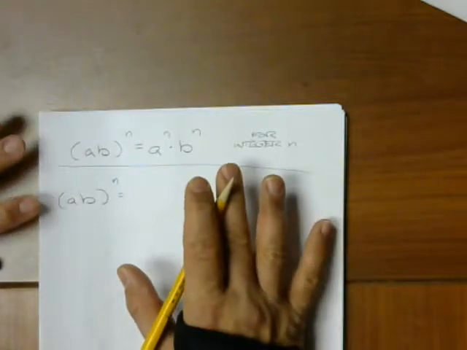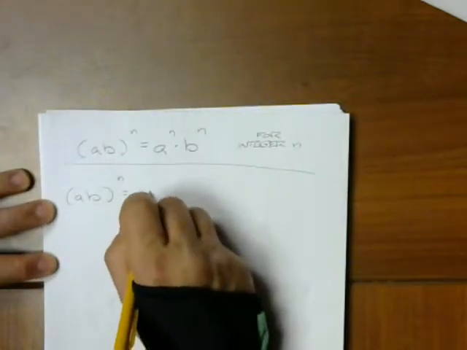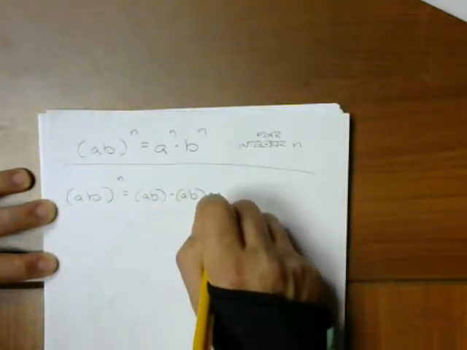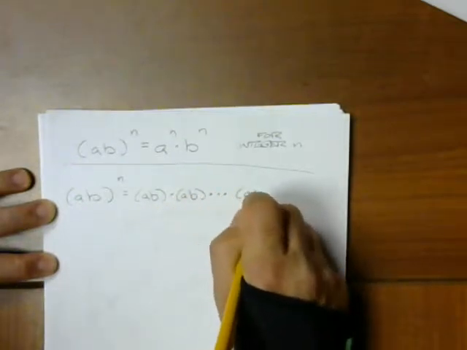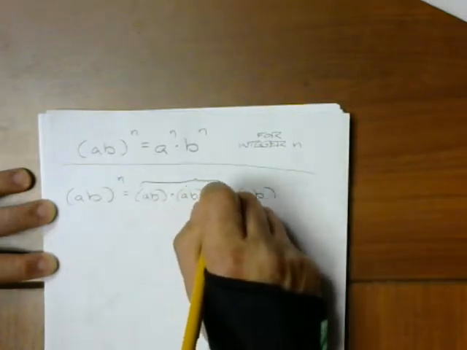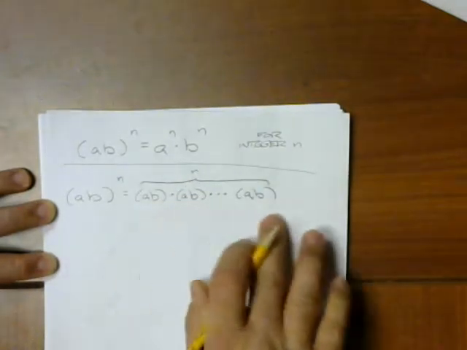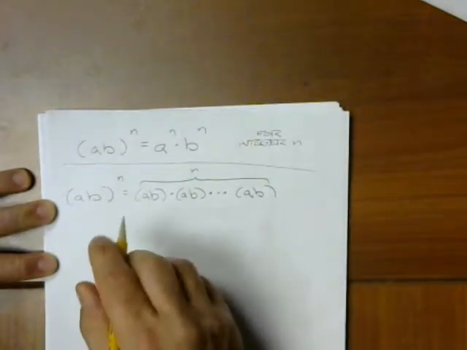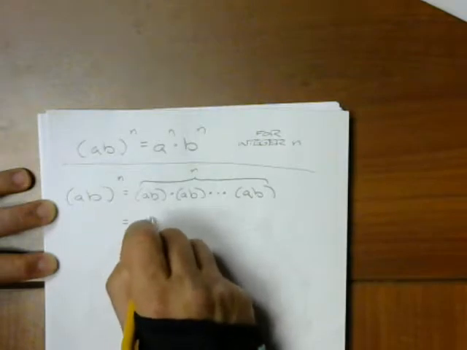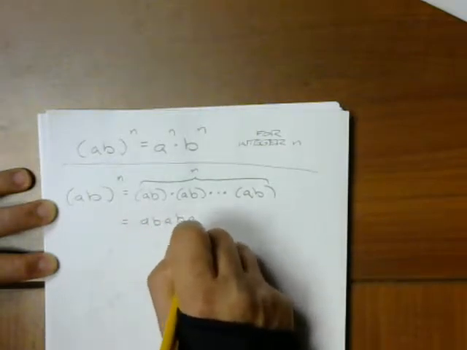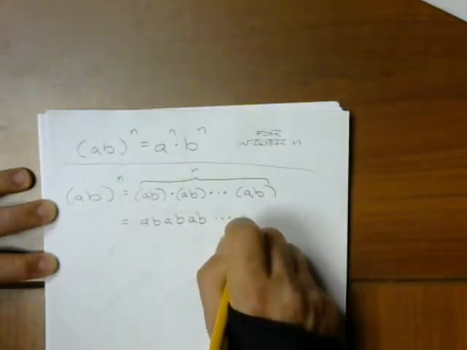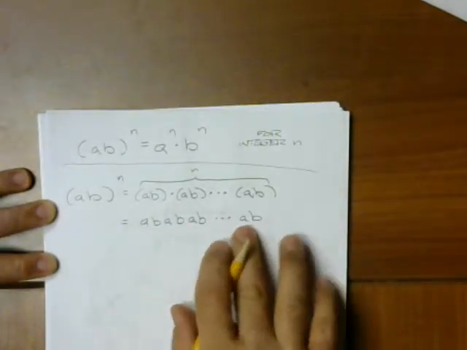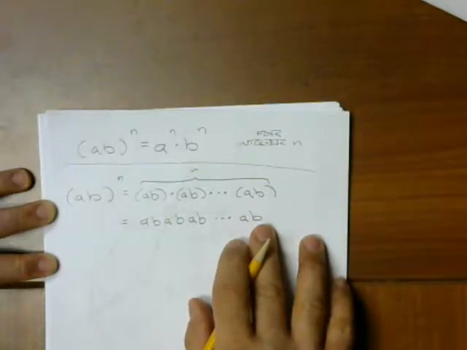What does this mean? Well, it means ab times ab times ab times ab a whole bunch of times. How many times in total? n times. ab times itself n times. So this means a, b, a, b, a, b, and so on. How many a's do we have in total? Well, we have n a's, and we have n b's in total as well.